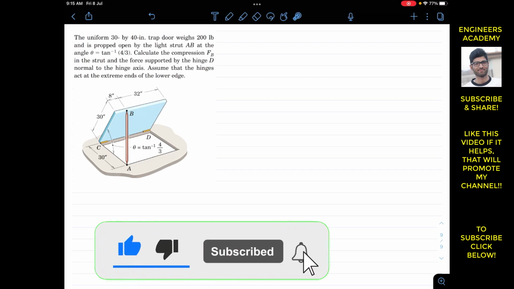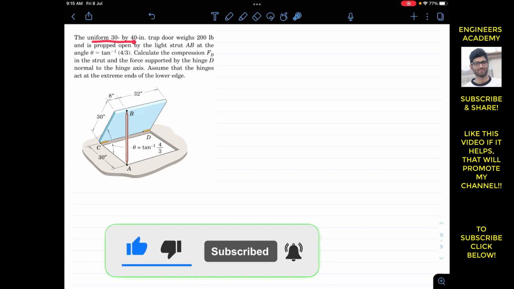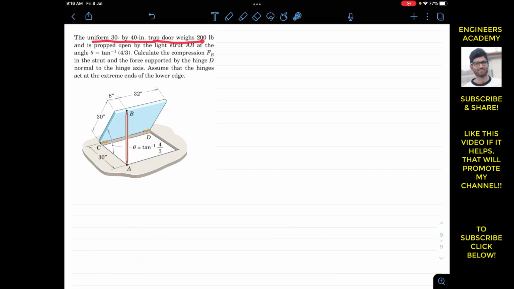Now we are going to solve this problem. It says that the uniform 30 by 40 inch trap door weighs 200 pounds and is propped open by the light strut AB at the angle given. Calculate the compression FB in the strut and the force supported by the hinge D normal to the hinge axis. Assume that the hinges act at the extreme ends of the lower edge.